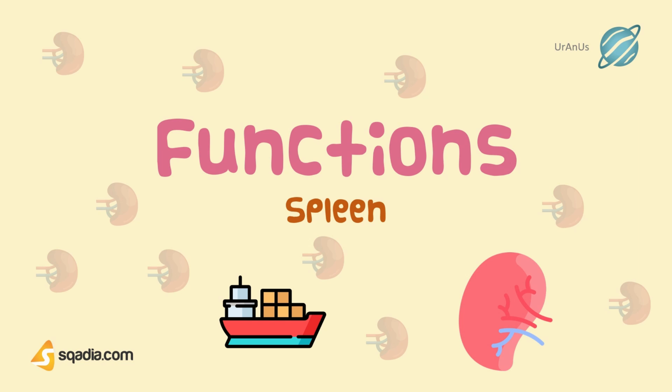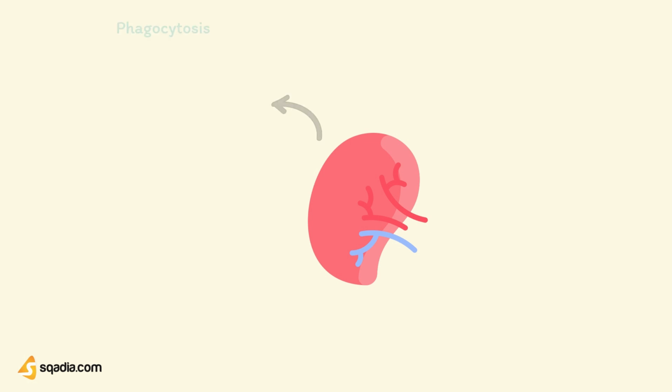In this section, we will discuss the functions of the spleen. The spleen is involved in phagocytosis. The spleen is an important component of the reticuloendothelial system. The splenic phagocytes include the reticular cells and free macrophages of the red pulp.